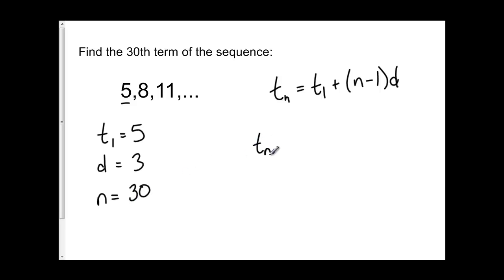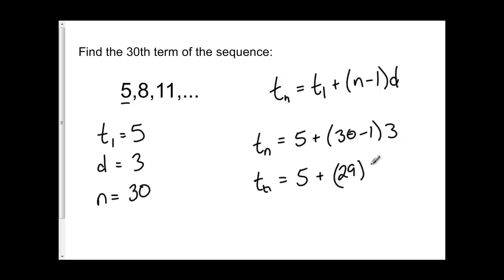So I substitute this into the equation. I get Tn equals 5 plus 30 minus 1 times 3. So Tn equals 5 plus 29 times 3. Now 29 times 3 is 87, so I get 5 plus 87 is going to give me 92. So the 30th term of this sequence is going to be 92.